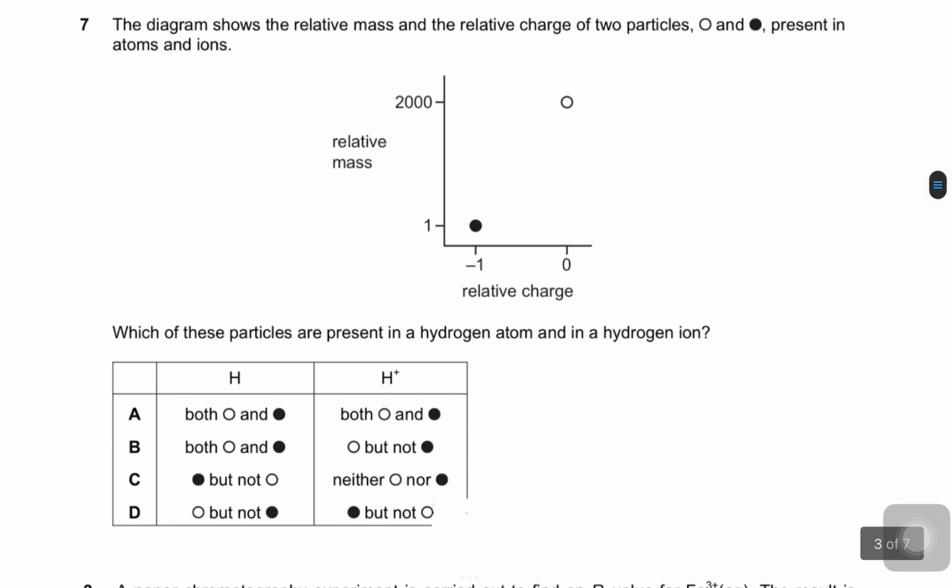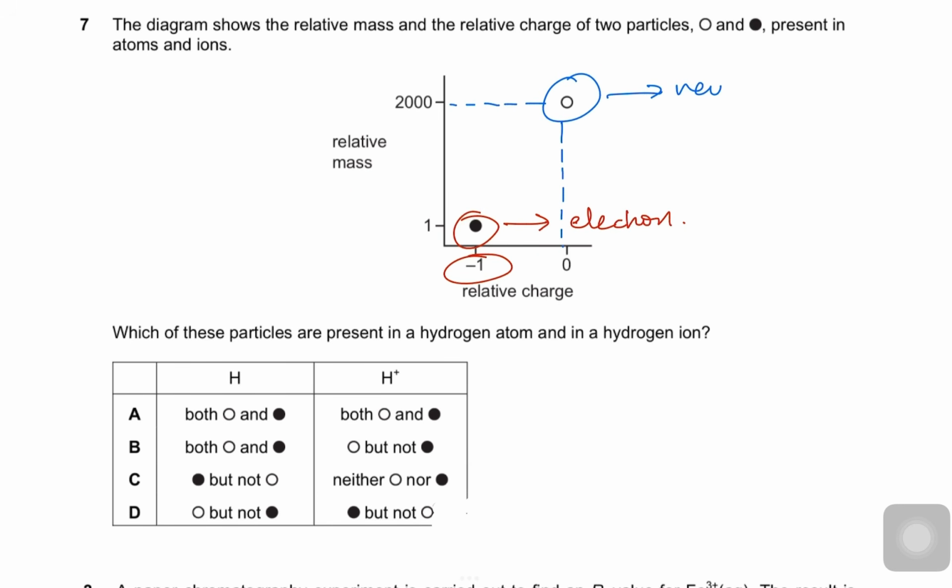The diagram shows the relative mass and the relative charge of two particles, black dot and white dot, present in atoms and ions. The black dot has a charge of -1, so it is equal to an electron. The white dot has no charge, and it has a very high mass compared to the black dot, which was the electron. So this is going to be a neutron because it has no charge on it.